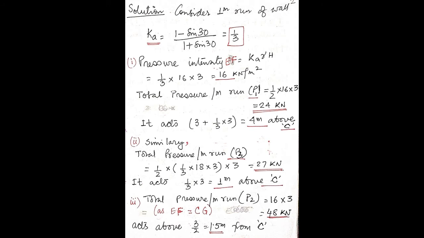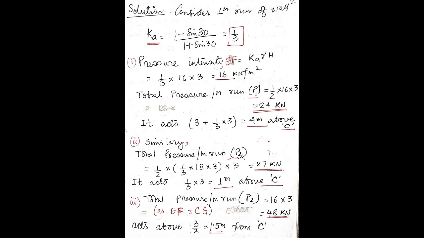Now the total pressure P1 will be half into pressure intensity into height. So half into 16 into 3, which gives us 24 kilonewton. And where does it act? What is the location?